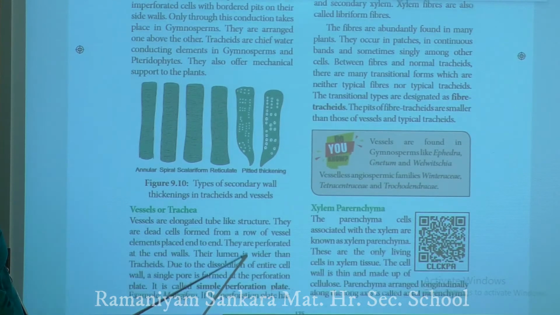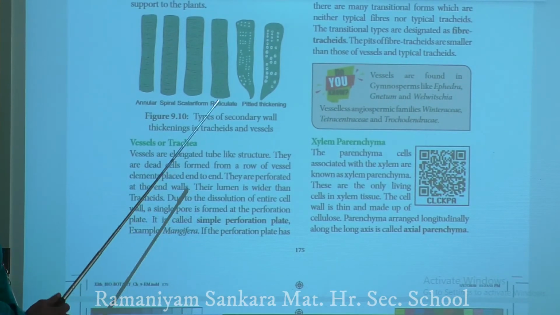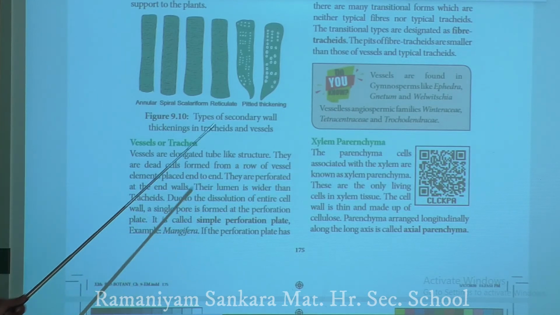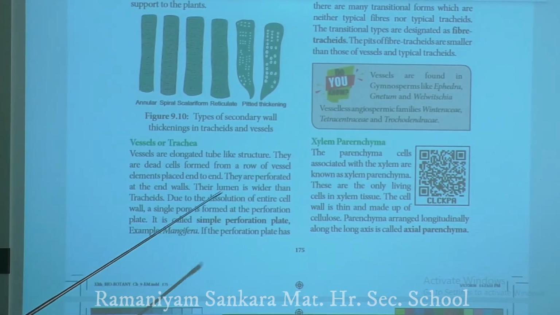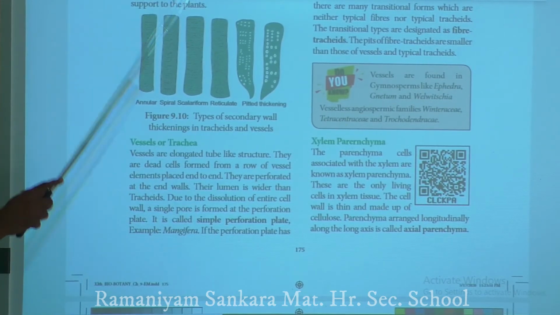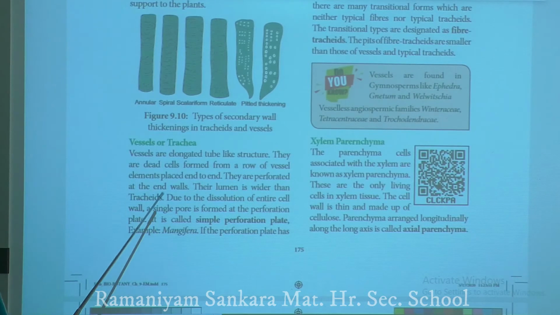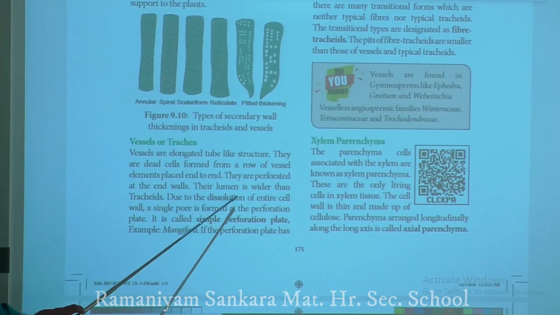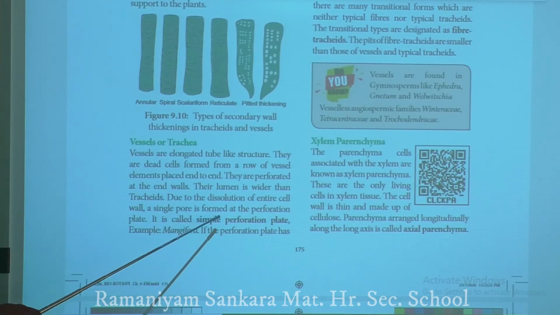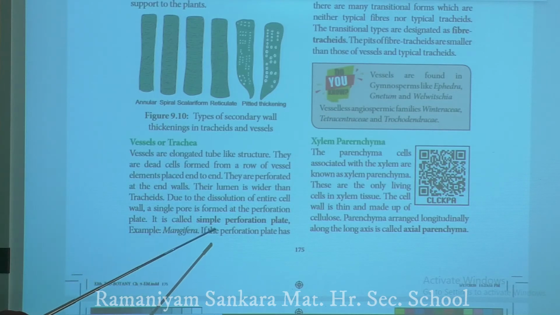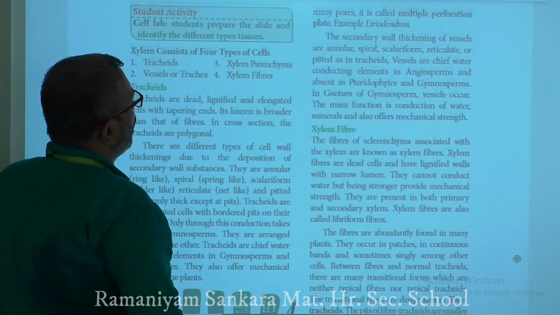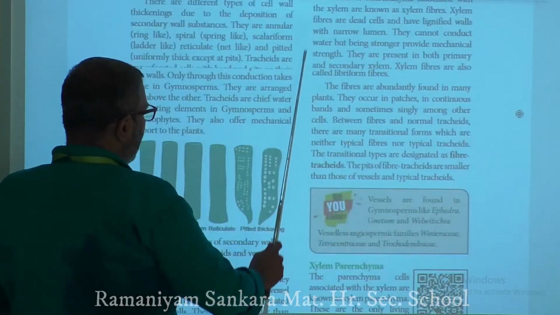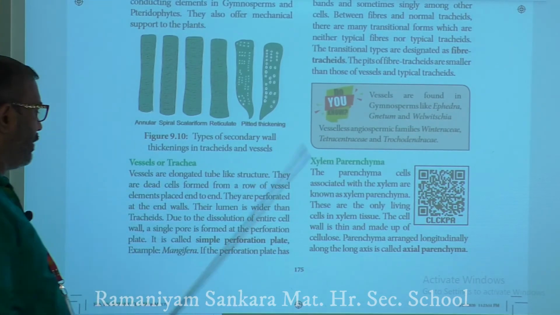Next one, vessels, also called trachea. Vessels are elongated tube-like structures. They are dead cells formed from a row of vessel elements placed end to end. They are perforated at the end wall. Their lumen is wider than tracheids. Due to the dissolution of the entire end wall, a single pore is formed at the perforation plate. It is called a simple perforation plate. Example, Mangifera. Where the perforation plate has many pores it is multiple; only one pore means a simple perforation plate.